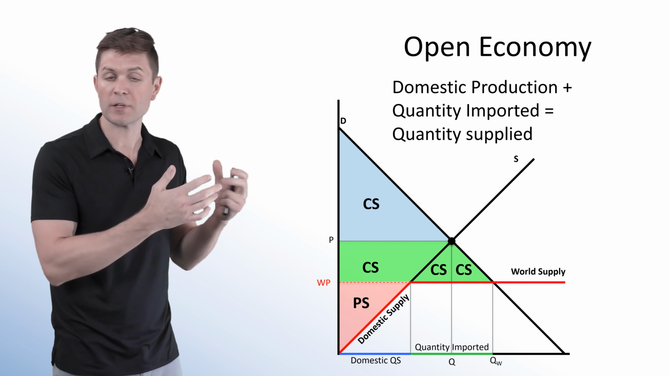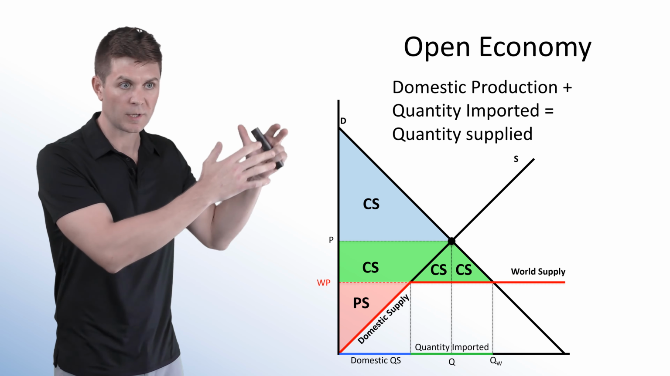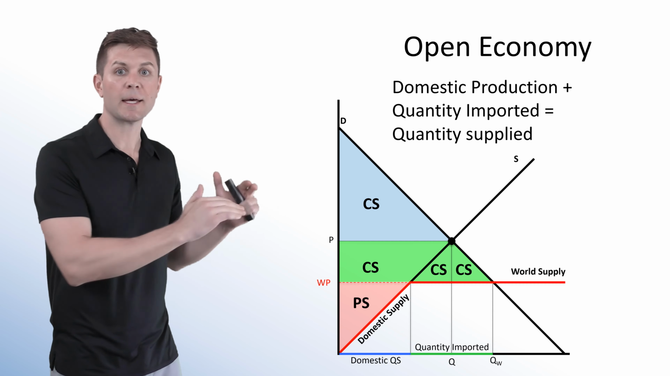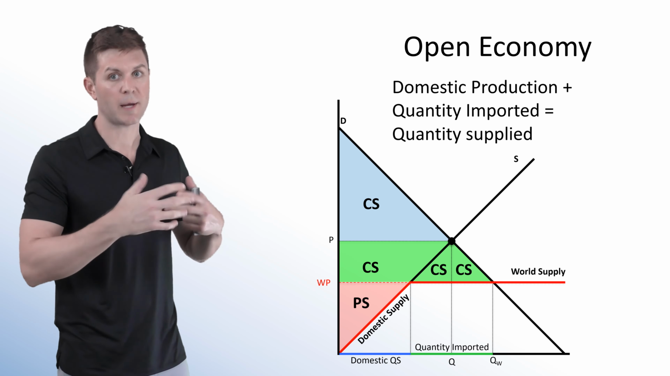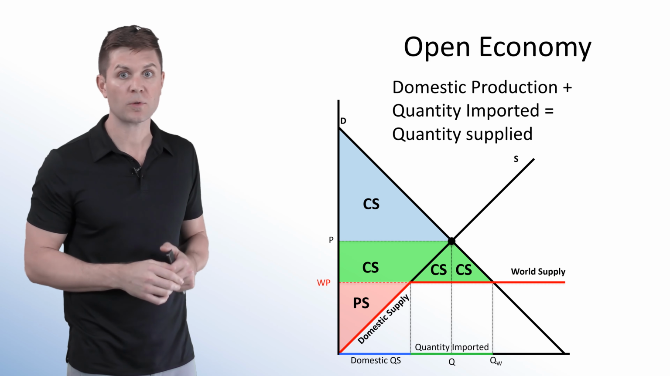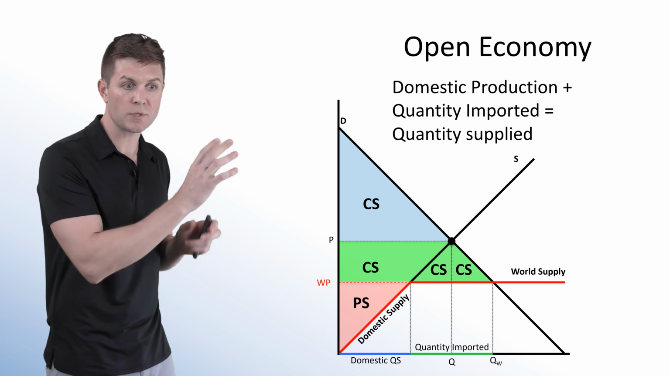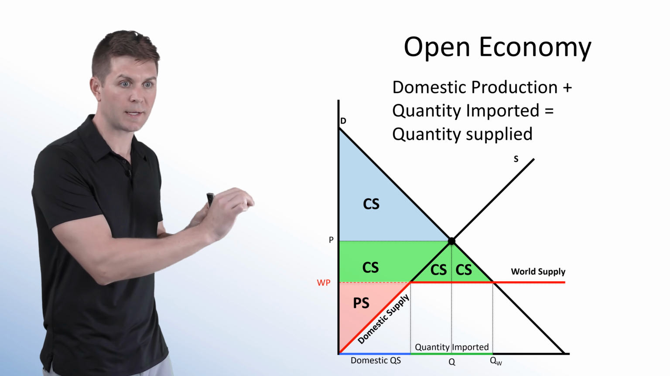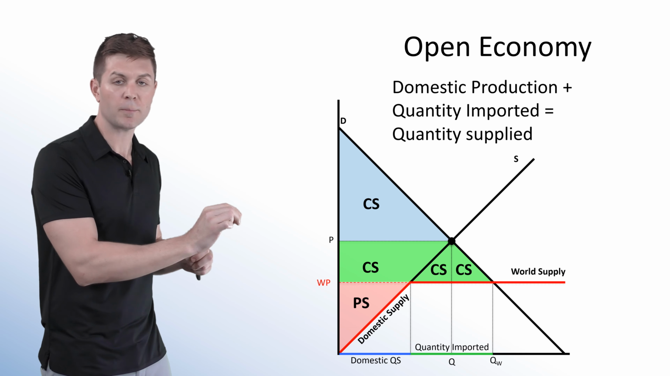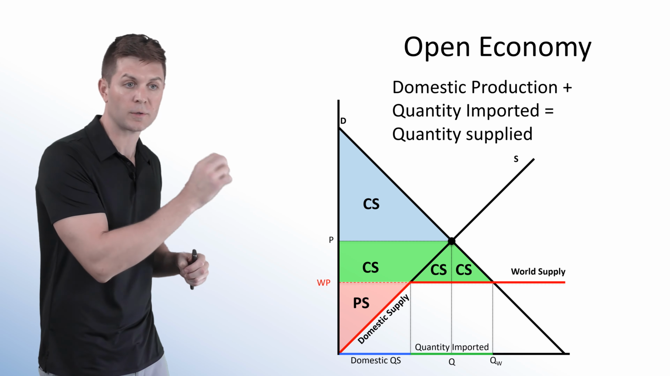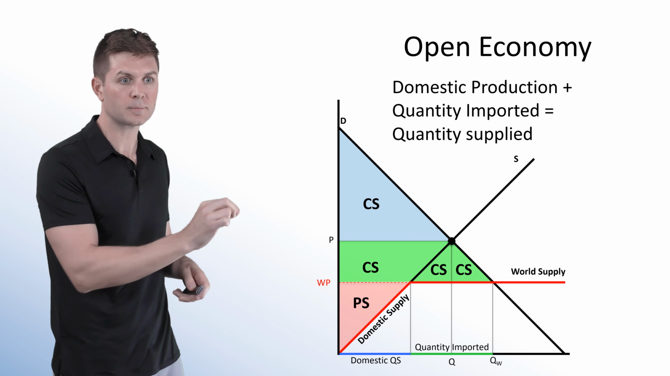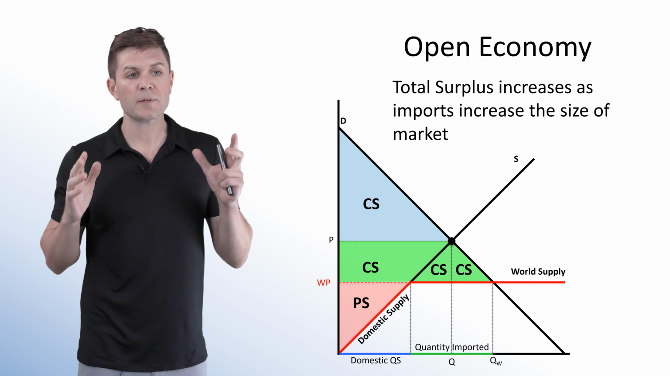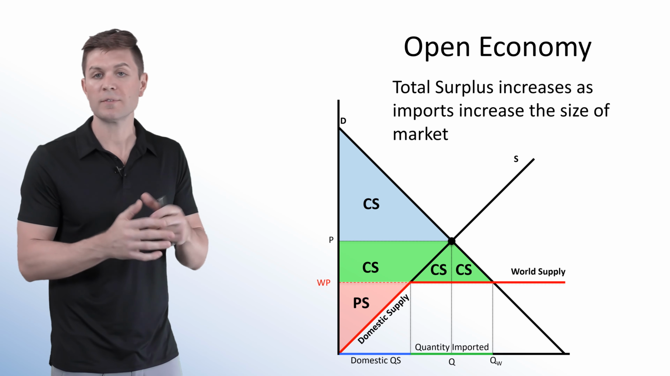And our demand curve is what it is. It's our domestic demand and our world supply, which is made up of domestic and the rest of the world providing it. So our quantity W right there is our new equilibrium. It is established by our world, it's establishing our world price. So total surplus increases as imports increase the size of the market.